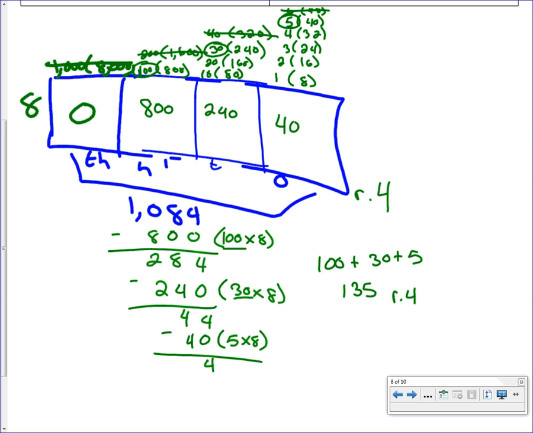Now, that means I've got a remainder of 4 bolts. 4 bolts that did not make it into the bin. Is that okay? Yes, that's okay, because I'm not going to cut bolts into eighths to have equal amounts in there. So there's going to be 135 bolts in each container.